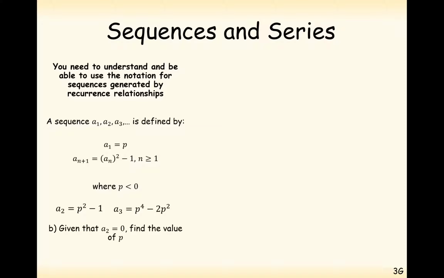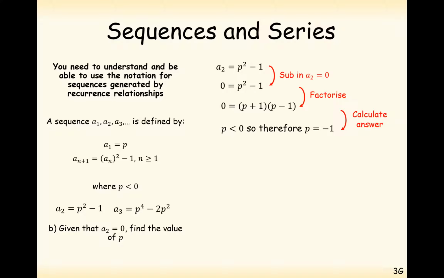Okay, so the next question here is, given that a2 is equal to 0, find the value of p. Well, let's set a2 equal to 0 then. That means p squared minus 1 is equal to 0. We have to do a little bit of factorising here and we get two answers. p is 1 and p is negative 1. But we know that p is a negative number, so therefore p cannot be 1, so this solution is got rid of. So it's only minus 1 as our final answer. Just be aware of these conditions on the algebra, sometimes they help you eliminate one of the answers from a quadratic.